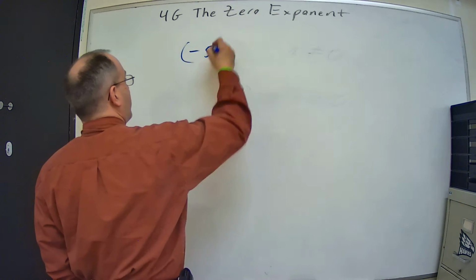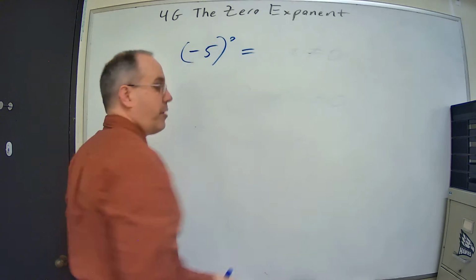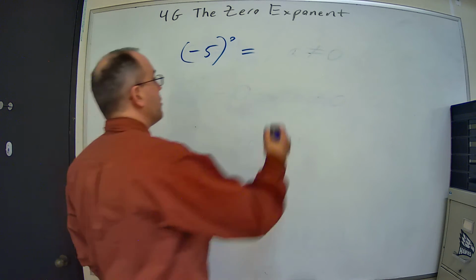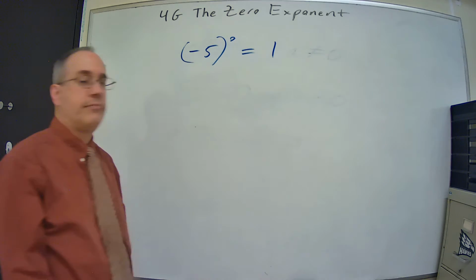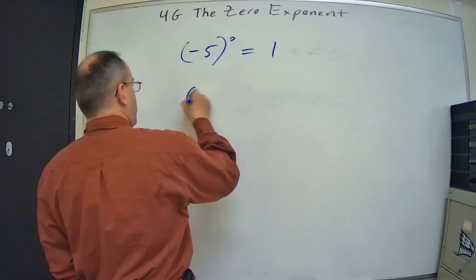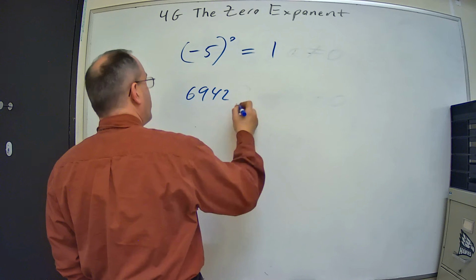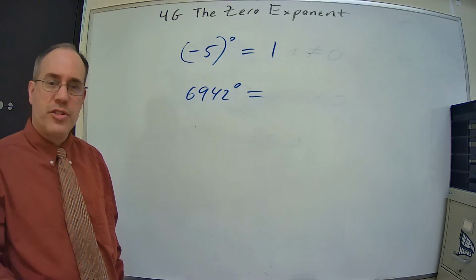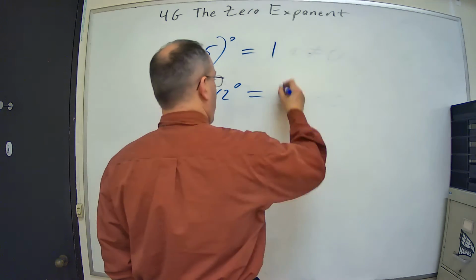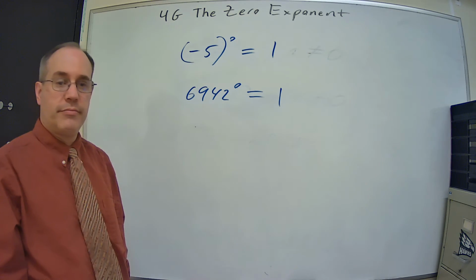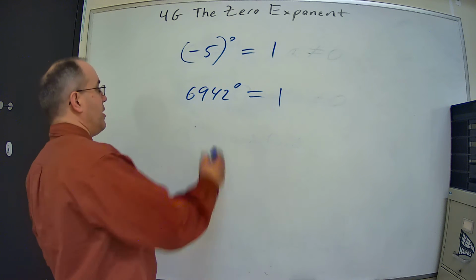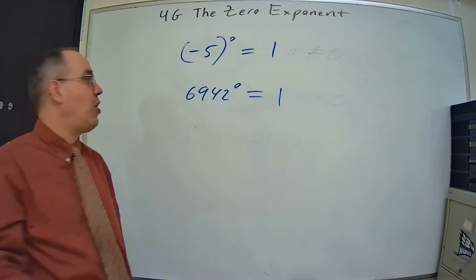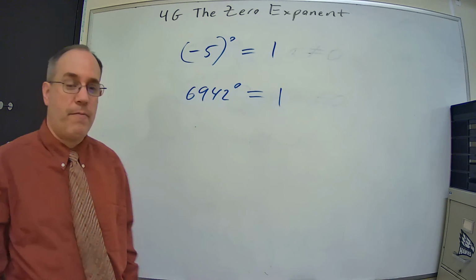-5 to the 0th power. Any number raised to the 0th power is 1. 6,942 to the 0th power. Any number raised to the 0th power is 1. So it doesn't matter how big or small, if it's raised to the 0th power, it's 1, as long as you're not raising 0 to the 0th power.